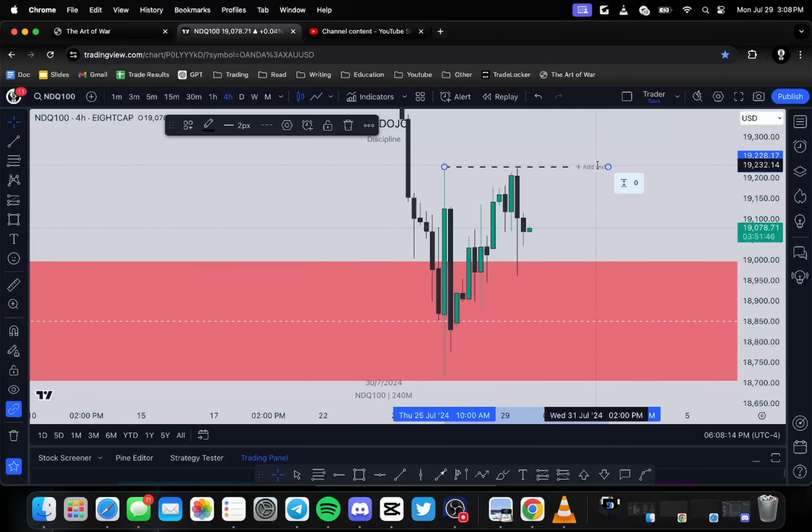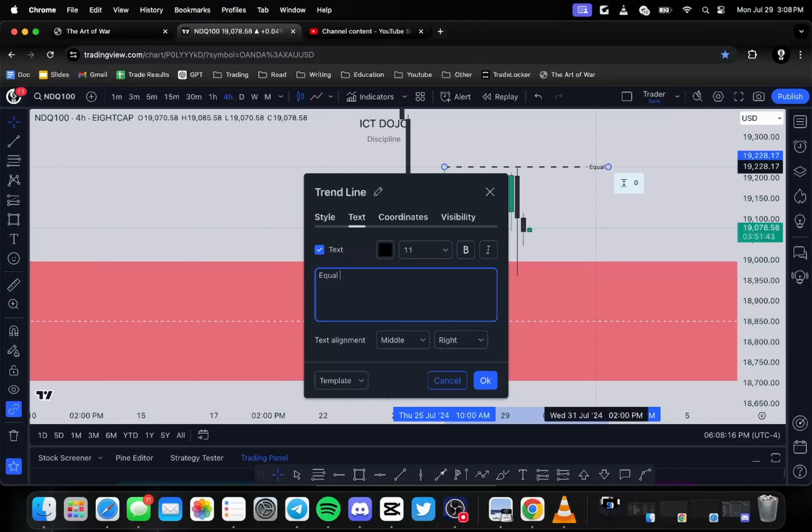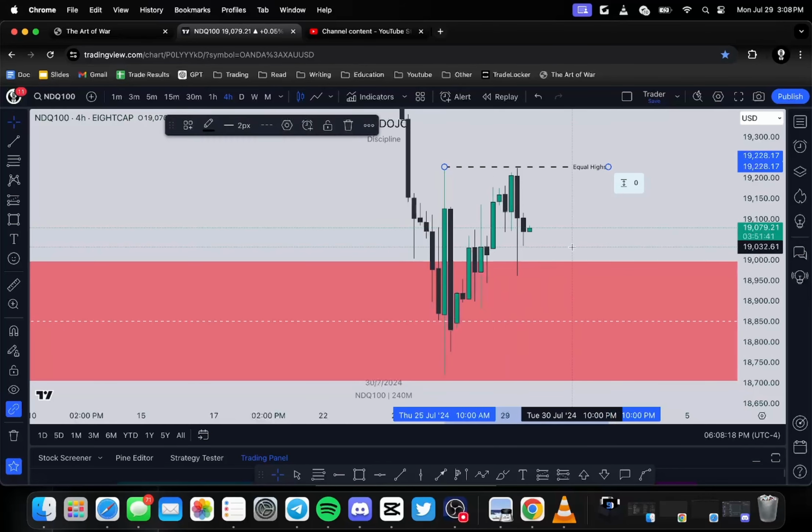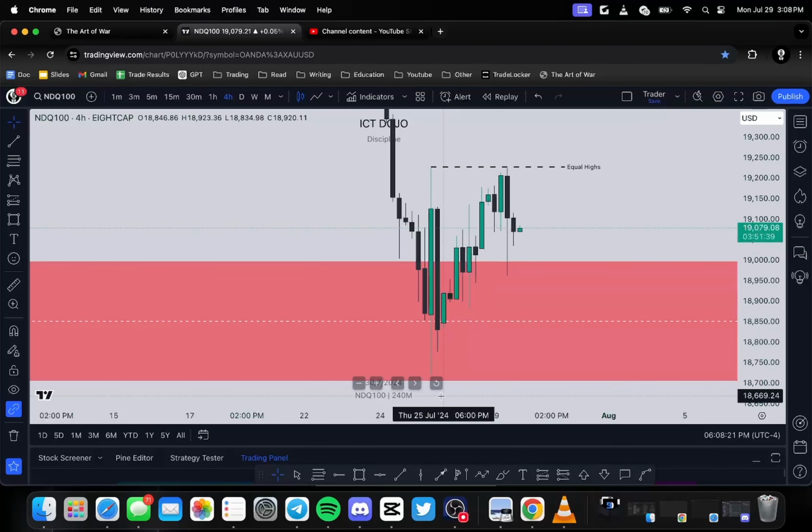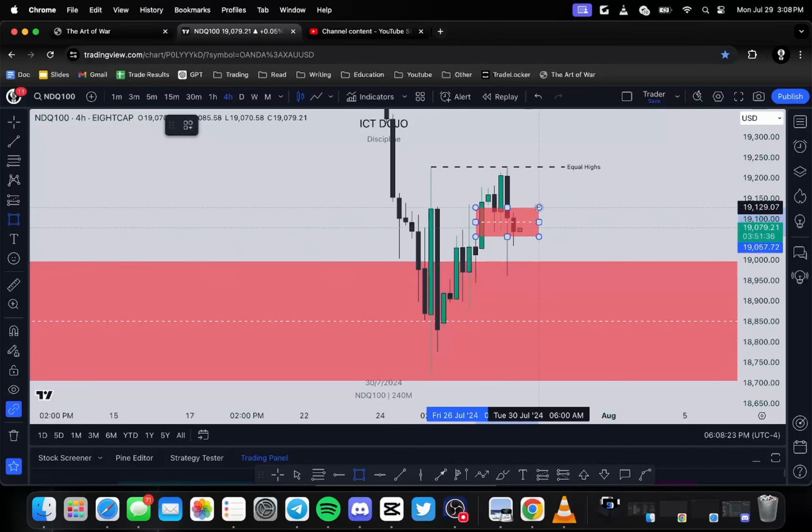We have equal highs. So going into a lower time frame, the week's already started. Look for a weekly profile. Trade it during New York session. That's going to take you up to these equal highs.